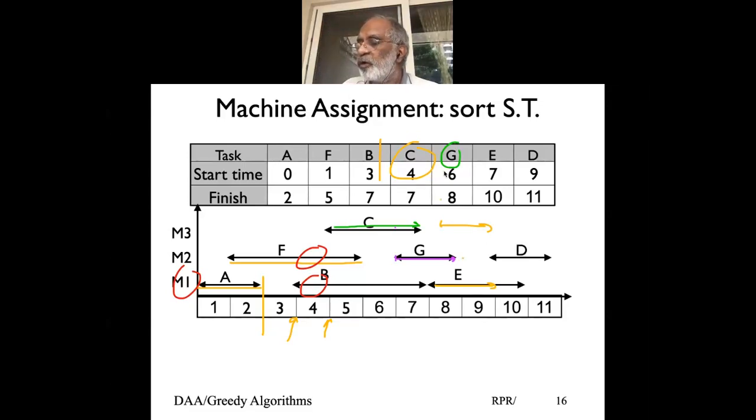So look at what we have done. How many machines did we need? We needed 3 machines: 1, 2, and 3. Is there another way to approach it?